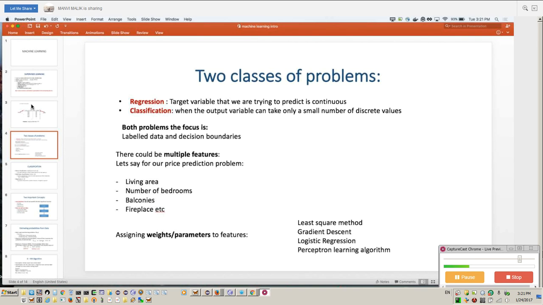Sorry to interrupt. Before you go to weights and parameters, can you explain what decision boundaries are again? Is this the boundary across the whole data, or what does it mean? So it is the boundary, let's say in the problem of regression. I will explain in both contexts. You have some data points. Assume that they are in a two-dimensional space.